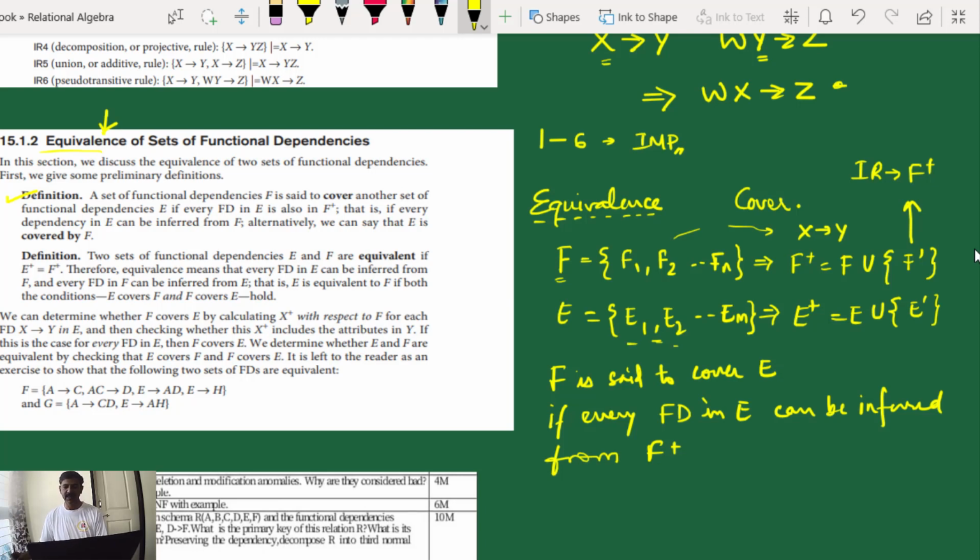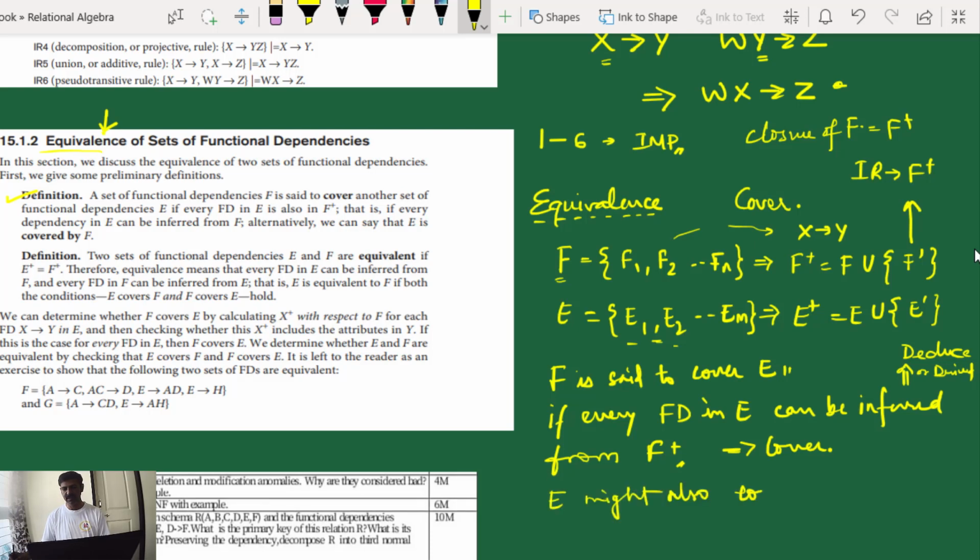F is said to cover E if every functional dependency in E can be inferred, deduced, or derived from F plus. That is, F plus is called the closure of F. It means F plus contains every possible functional dependency which can be deduced from F. So this is what a cover is. Now it might be a case where F covers E, and conversely E might also cover F.